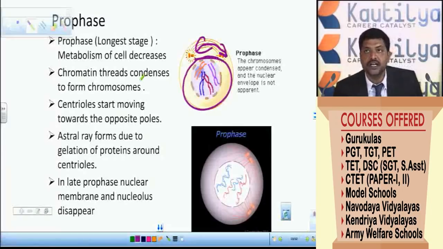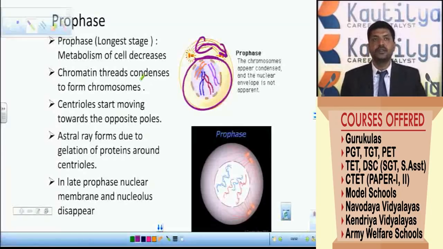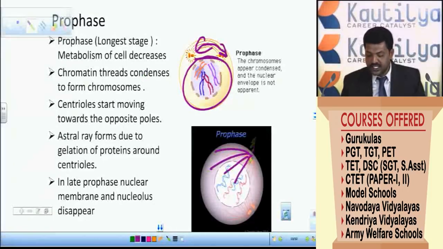Chromatin starts condensation into chromosomes. Astral rays form due to the gelation of proteins around the centrioles. So these are centrioles, they will form astral rays, astral spindle fibers.